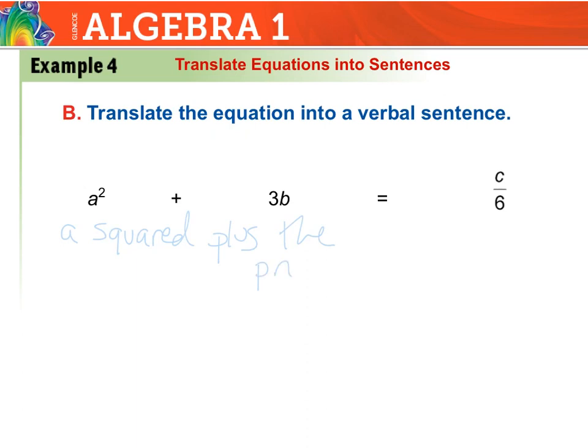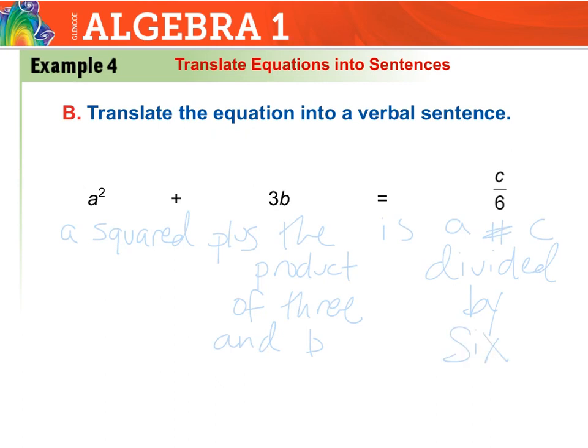The product of 3 and b, just to be different, is, all right, and then here we go. Let's say a number c divided by 6. There you go. So a squared plus the product of 3 and b is a number c divided by 6.